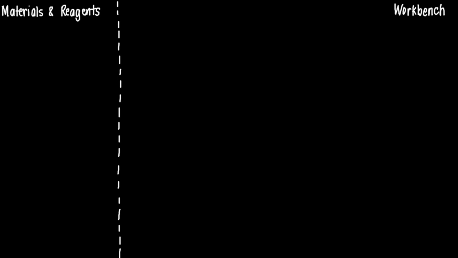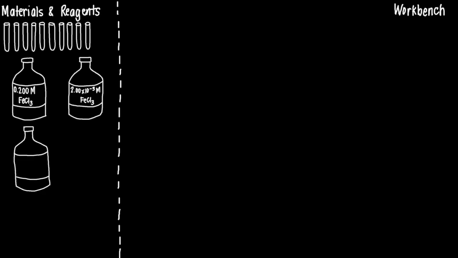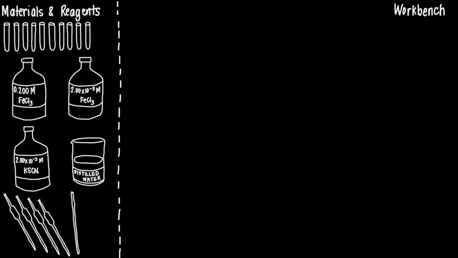In this activity, we will be needing 10 20 ml test tubes, 0.200 molar iron 3 chloride, 2.00 times 10 to the negative 3 molar iron 3 chloride, 2.00 times 10 to the negative 3 molar potassium thiocyanate, distilled water, pipettes, glass stirring rods, and a ruler.